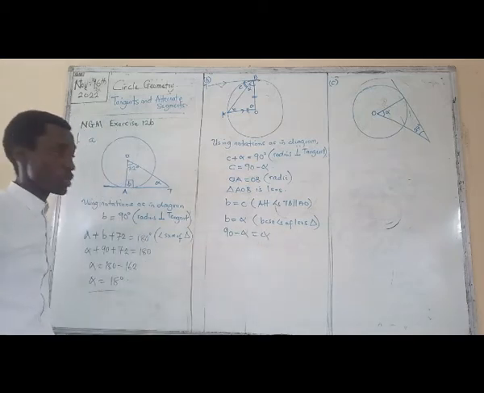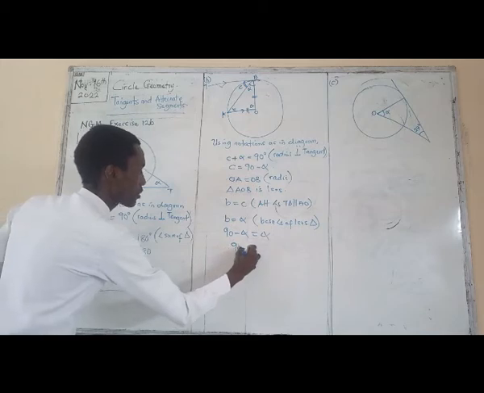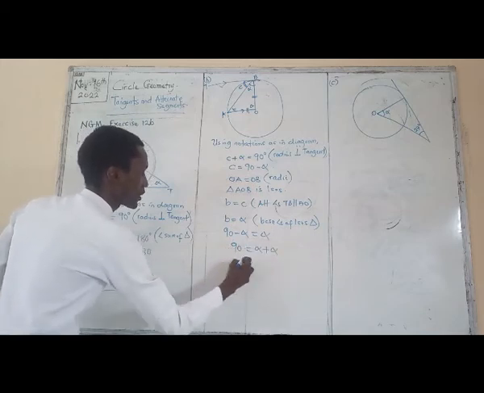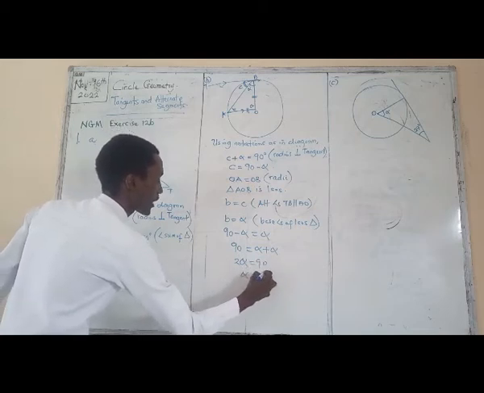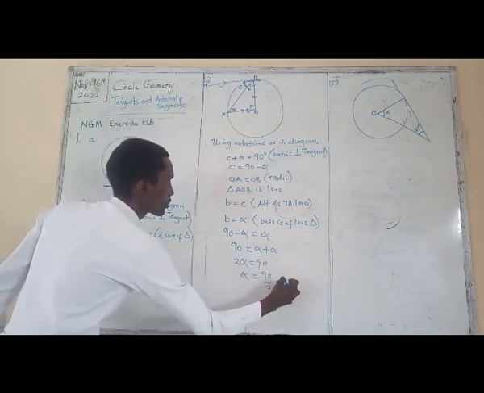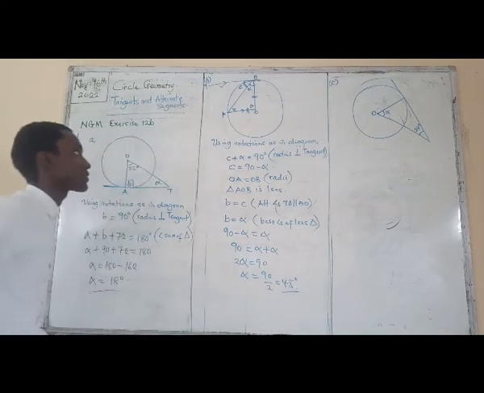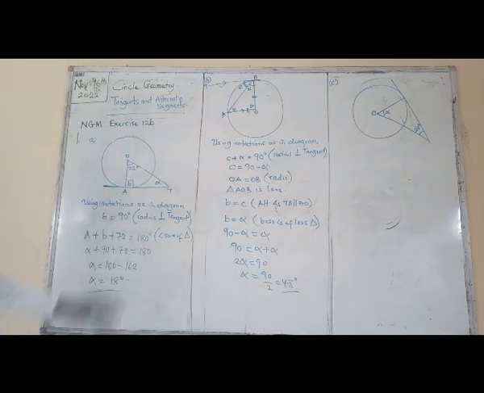Is that not? So it will follow that 90 must be equal to alpha plus alpha. So 2 alpha will be equal to 90 and alpha will be equal to 90 divided by 2, which is what? 45 degrees. Now, what we're told to look for was what? Alpha. Is that not? So we've solved it.